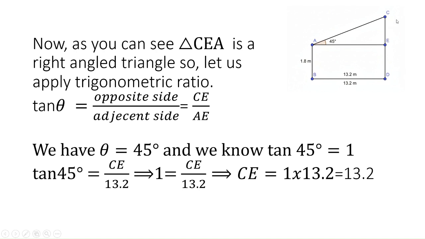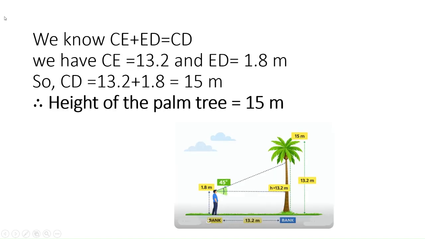But what did we write? We have taken the height of the palm tree as CD, and it is nothing but x. So here, we know CE plus ED is equal to CD. The CE value we have found is 13.2, and ED is 1.8 meters. So CD is equal to x is equal to CE plus ED, that is 13.2 plus 1.8, that is nothing but 15. So finally, the height of the palm tree is 15 meters.